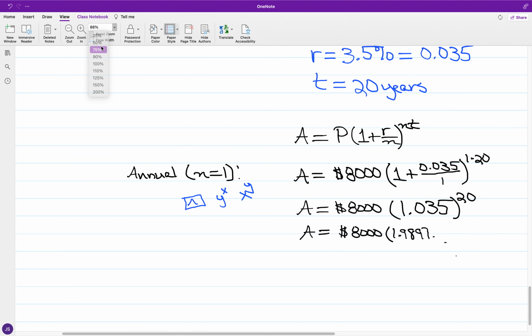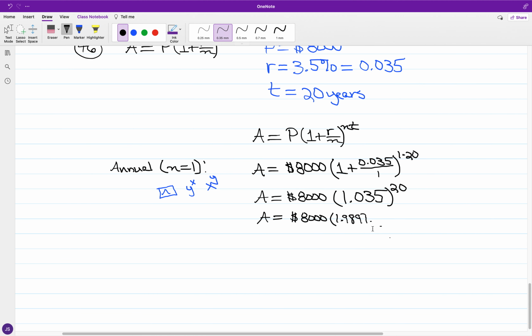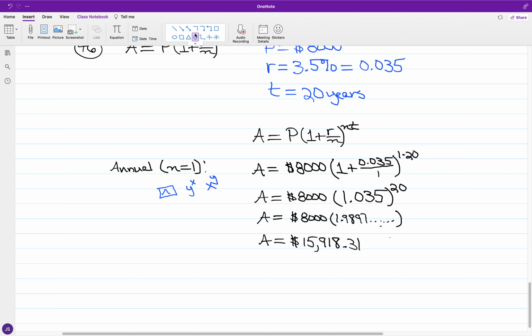Whatever result you have, just keep it. If you got like 12 decimal places in your calculator, just let it carry on out, and then multiply by 8,000. Once you get to the currency, you're going to round to the nearest 2 decimal places, in dollars and cents terms. So we'll come out to $15,918.31 in the case of annual compounding.